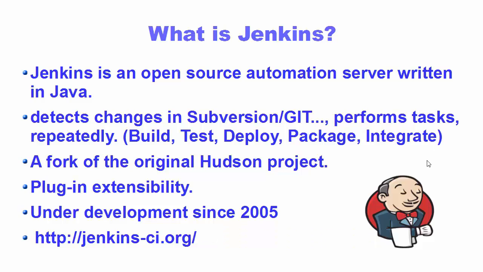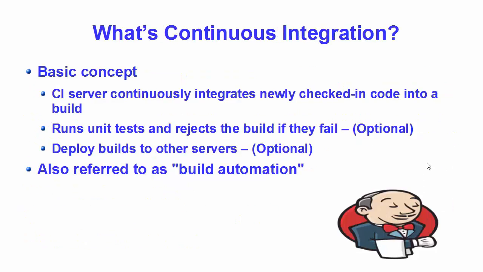Now, before diving deep into Jenkins, we need to understand what CI or continuous integration is. The basic concept of CI is that a CI server continuously integrates newly checked in code into a build, which we have already discussed. So Jenkins detects those changes using the version control system and performs some tasks on them, for example building, testing, integration testing or deploying those builds and so on. You can see in the second step of continuous integration, I have written that it runs unit tests and rejects the build if they fail.